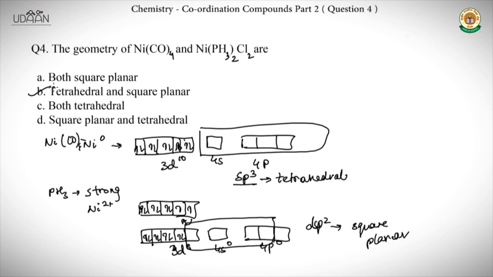So again, the concept of strong field and weak field ligands comes into play, and it influences the way in which the electrons are donated by the ligand pair, and we get the hybridization, and from the hybridization we can find out the shape of these compounds.